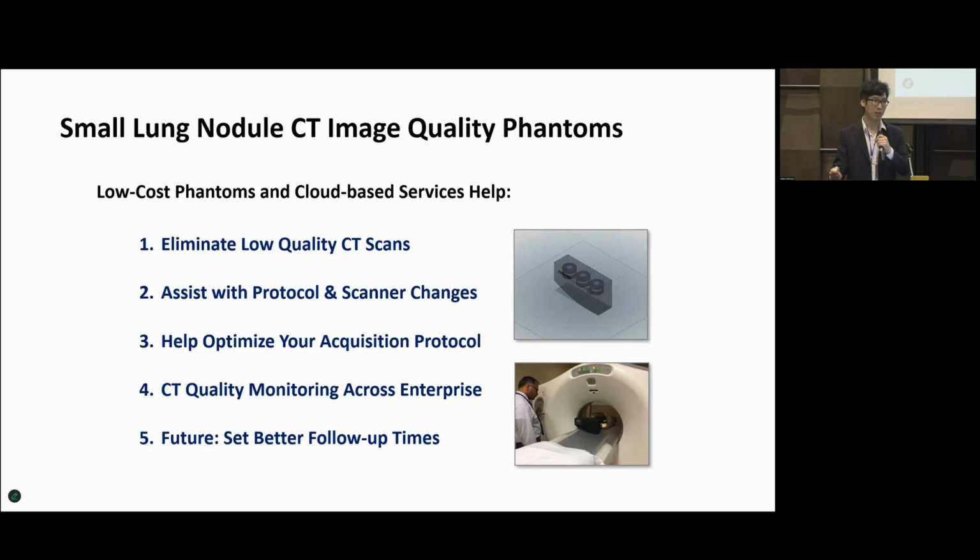And in addition, many hospitals and hospital systems use a variety of different scanners, and this will help you understand what the differences between those scanners are and try to harmonize your scan quality across your different CT scanners. And in the future, this will help us determine better follow-up times, possibly being able to personalize it for a particular patient.